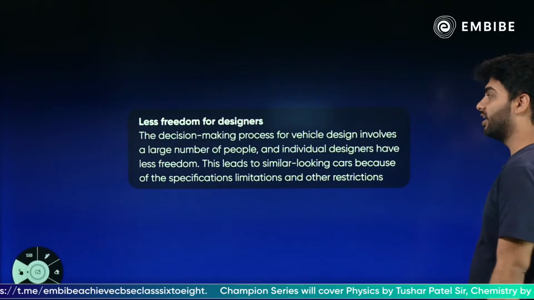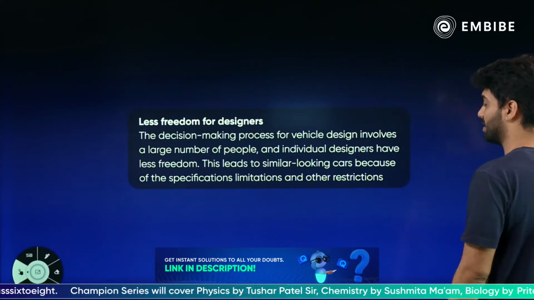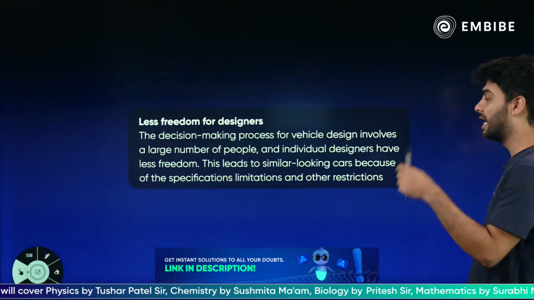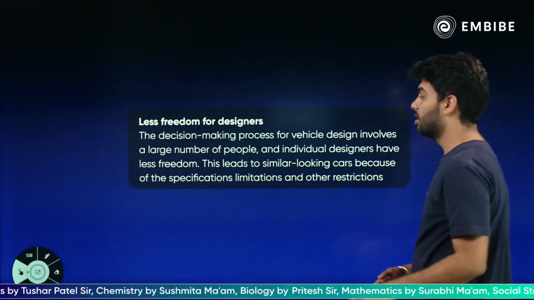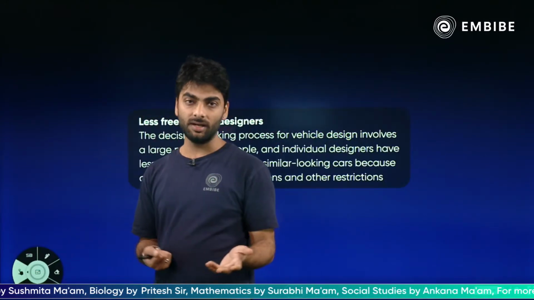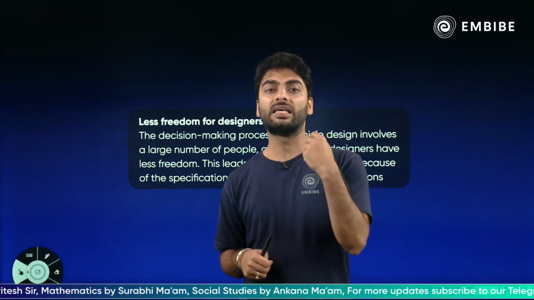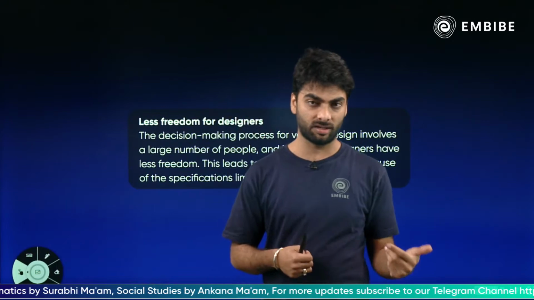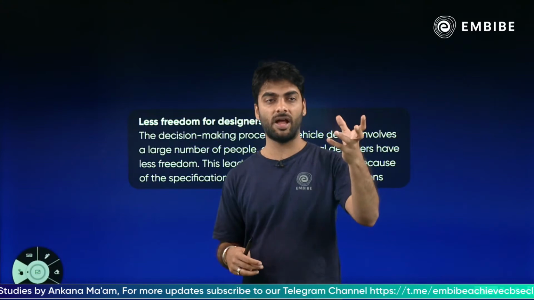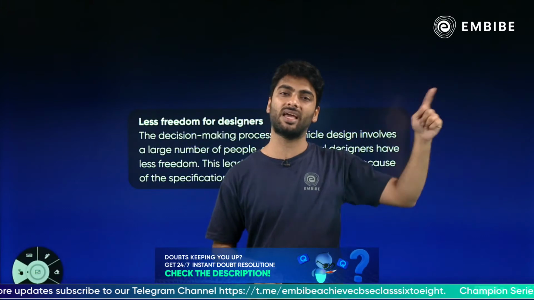Okay, and then less freedom for designers. The decision-making process for vehicle design involves a large number of people, and individual designers have less freedom. This leads to similar looking cars because of the specifications, limitations, and other restrictions. So, the decision makers, basically the consumers, are the ones who will give the final verdict whether they like a car or they don't like a car. And that is why all the cars look so similar, because they have developed a particular image of a car in their mind, and that is why anything else doesn't work.